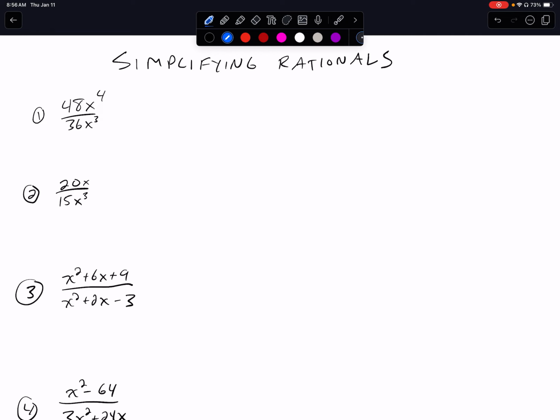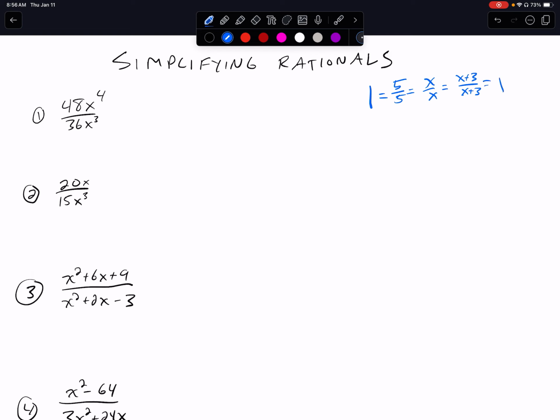Okay, so what's important here is really the concept of the number 1. Now 1 takes many forms. 1 could be 5 divided by 5. It could be x divided by x. It could be x plus 3 divided by x plus 3. They are all equal to 1.